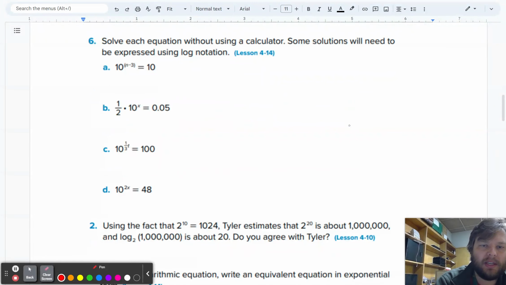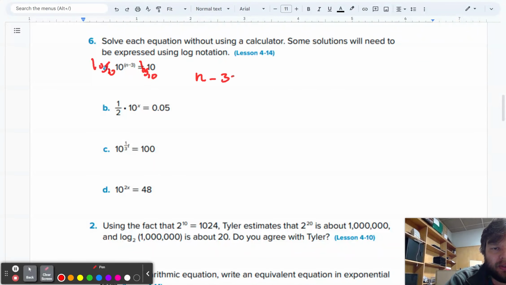Solve without using a calculator. Some solutions may need to be used with log notation. Here, I can just do log base 10 of both sides. That leaves me with n minus 3 is 1. Add 3. So n is equal to 4.